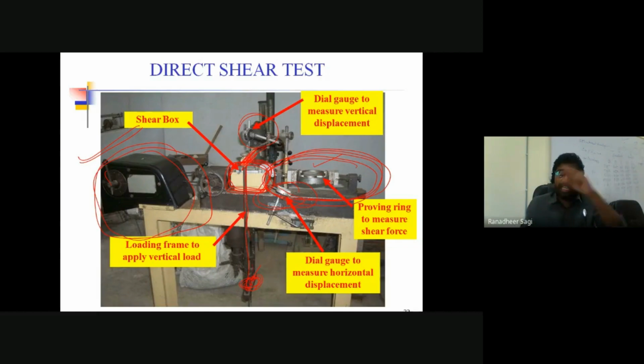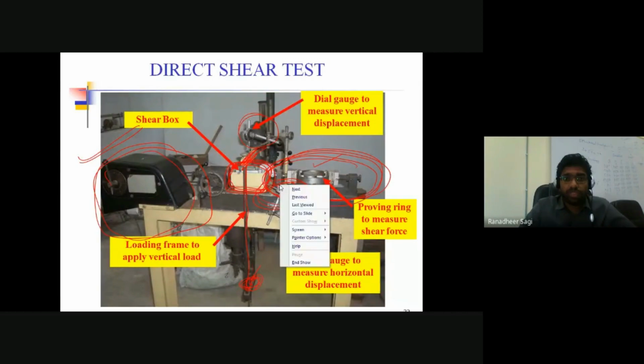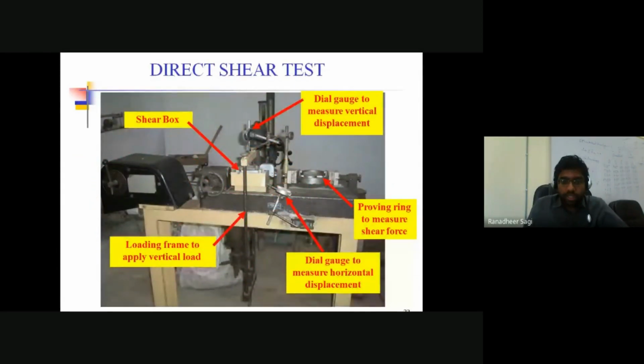The vertical dial gauge is useful for measuring the vertical deformation happening in the soil due to the applied loading in the vertical direction, and also, during the process of shearing, how the height of the soil sample varies. And what is the use of the dial gauge placed in the horizontal direction? This is the dial gauge I am talking about, which is placed for measuring the deformations of your soil in the horizontal direction.